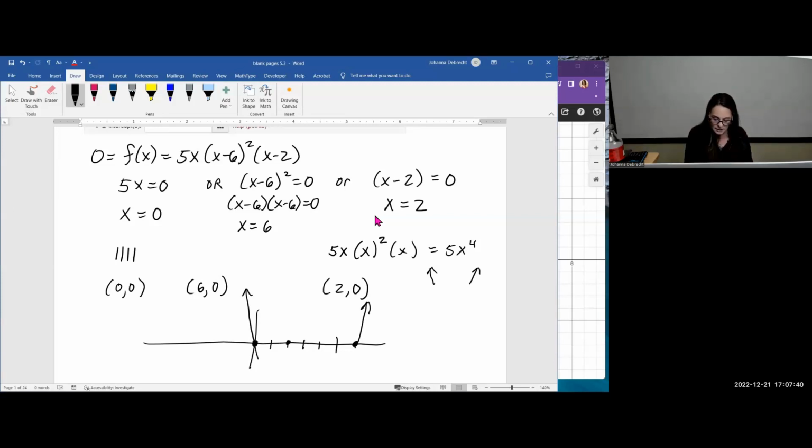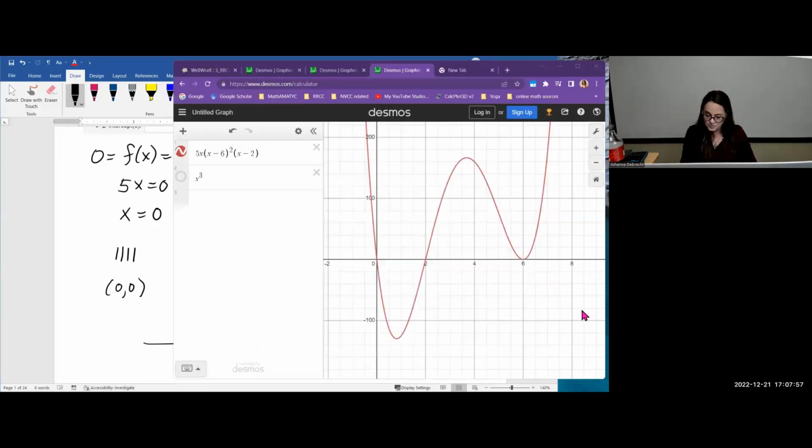It crosses at 0, so it's down. It crosses at 2, so it's up. And then it bounces off of 6 because it had even multiplicity. And that is basically what I think it should look like, something like this. Let's check it and see how well I did.